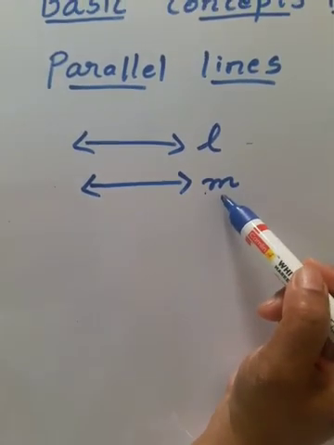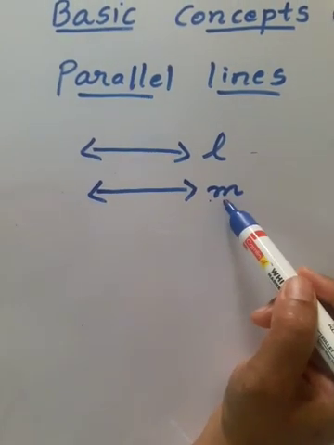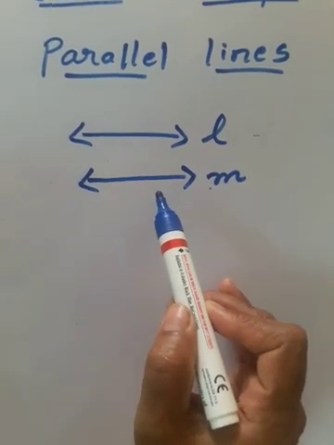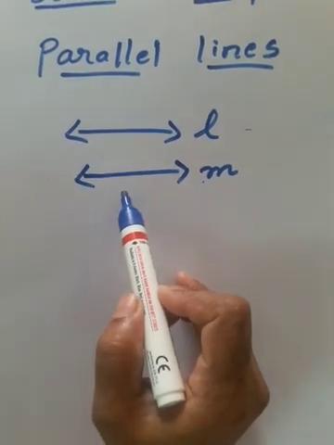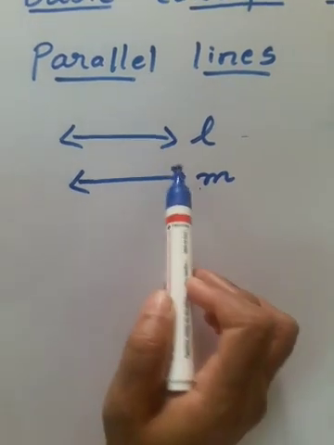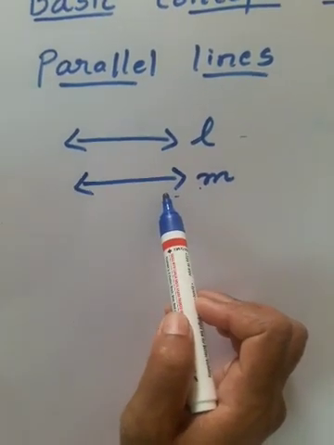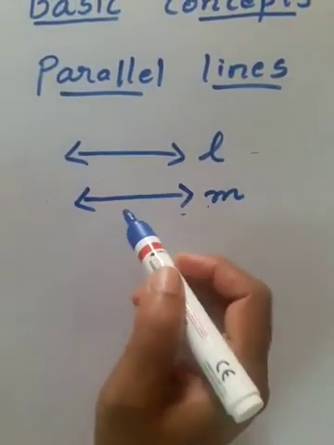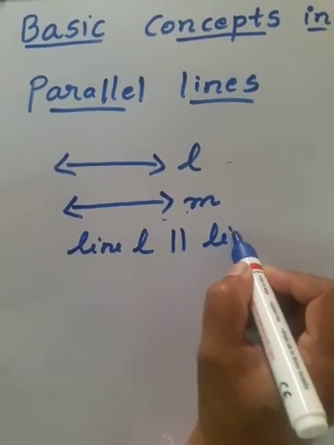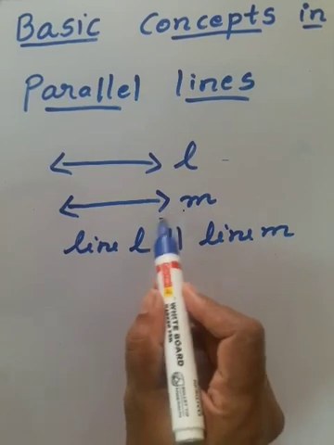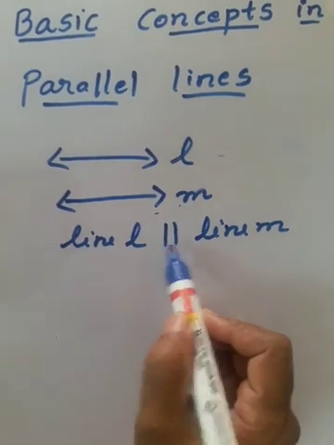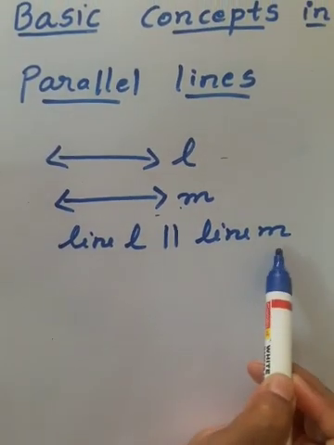Why are they called parallel lines? Because these 2 lines do not intersect each other at one point. Understood students? What are parallel lines? Lines which lie in the same plane but do not intersect each other are called parallel lines. Here in this figure, line L is parallel to line M. This sign is used to denote parallel. This is the symbol for parallel.